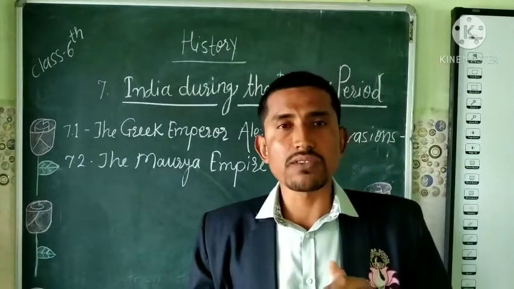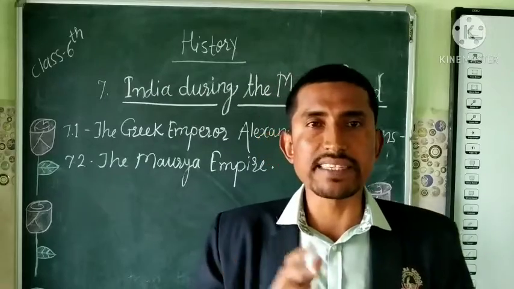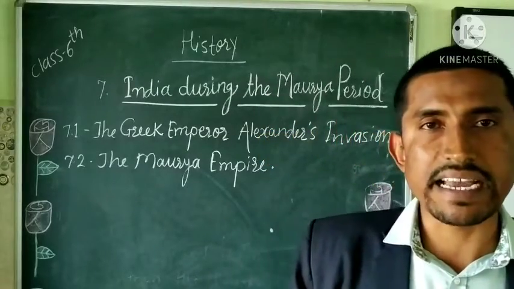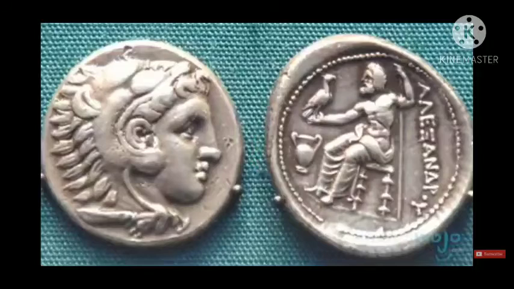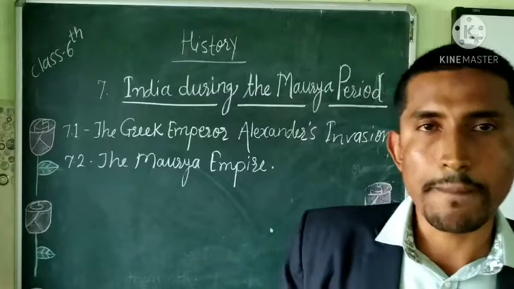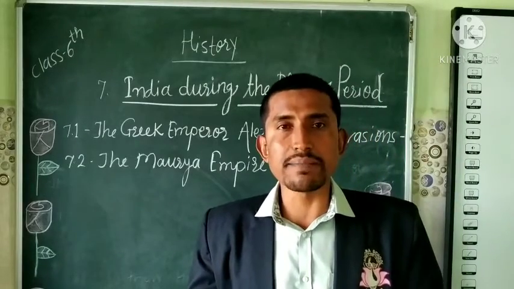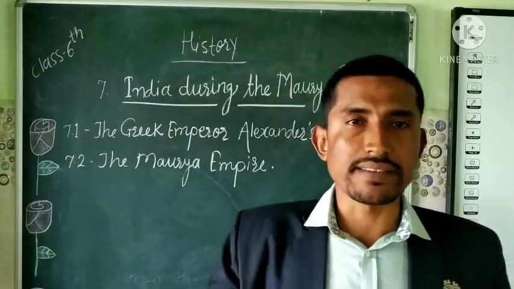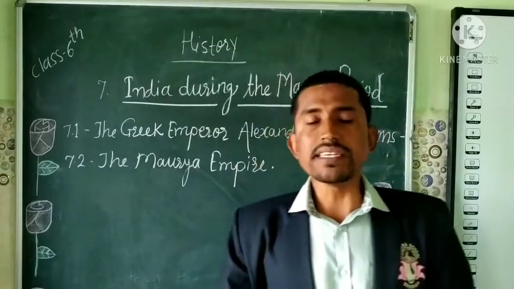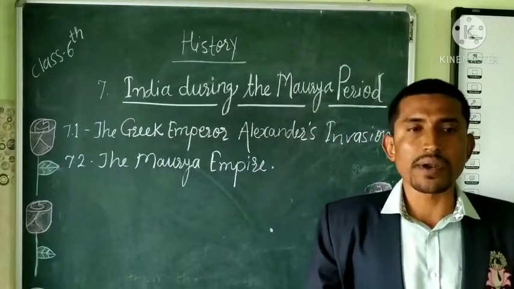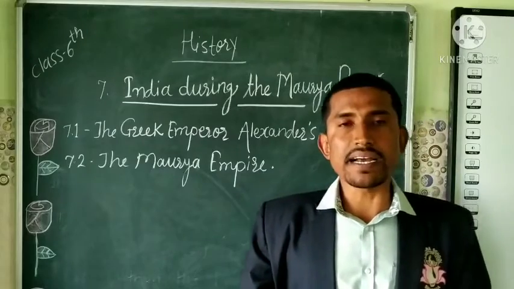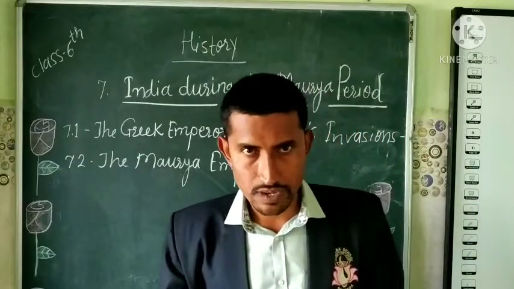Alexander's coins were also the same type. You can see on your screen Alexander's coin. By seeing this, Indian kings also started minting the same coins. So in this way, we learn about the Greek emperor Alexander the Great, right?